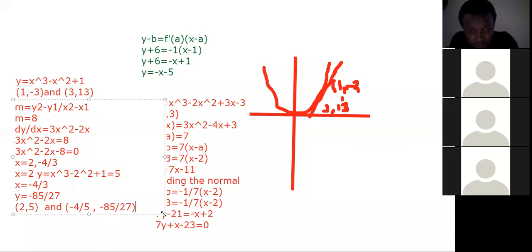Please, it's negative 4 over 3, not negative 4 over 5. Okay, negative 4 over 3. Thank you.